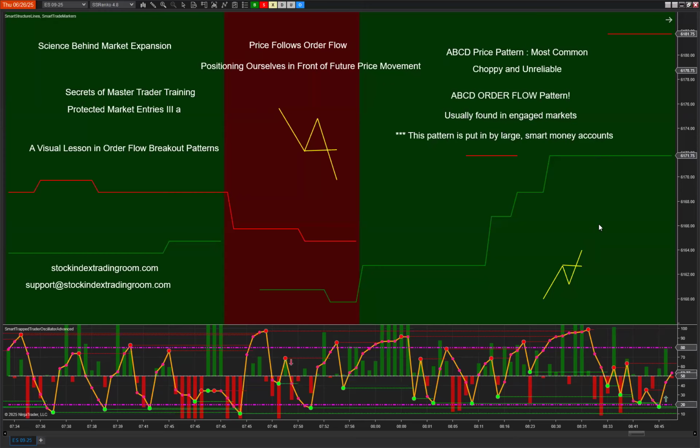Okay. Small account amateur retail traders are notoriously inconsistent. They are not consistent enough to put these patterns in. All they do is just put noise in and make it confusing for people that don't know what's going on. But when we get an order flow breakout pattern that's hidden in price, it's not by the small accounts, y'all. Okay? It's by the large smart money accounts.